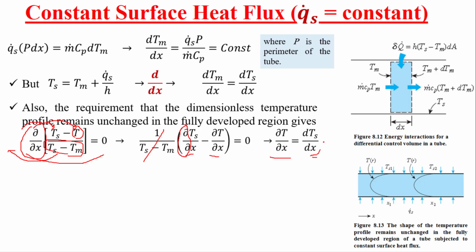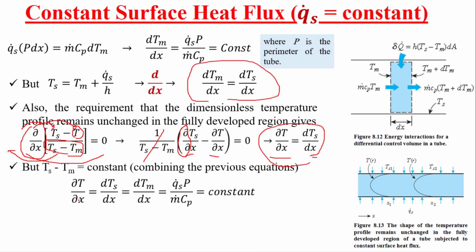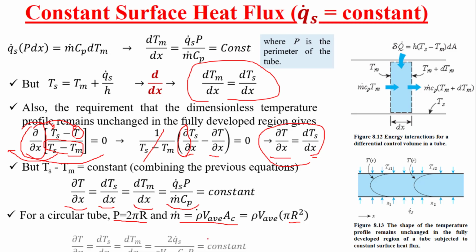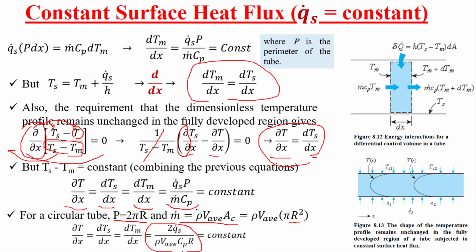Okay, so if I combine this result with this result, we'll end up with partial T by partial x equal to first derivative of Ts, first derivative of Tm, and it's equal to q dot s multiplied by parameter divided by m dot c, equal to a constant amount. If we are talking about a circular cross section, the parameter is equal to 2 pi r, m dot equals rho V average times the cross-section area, which is pi r squared. So if you substitute, you will end up with this amount.